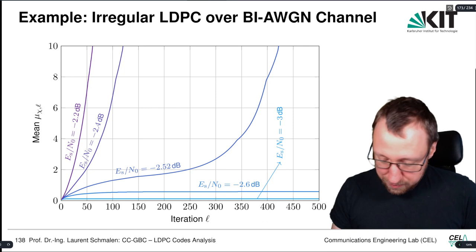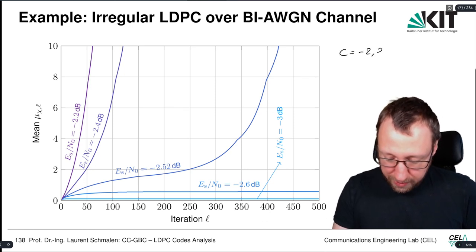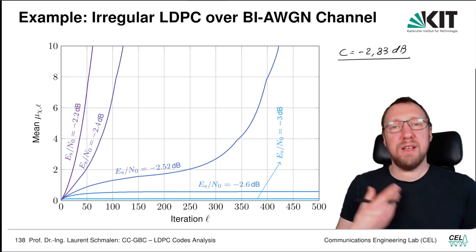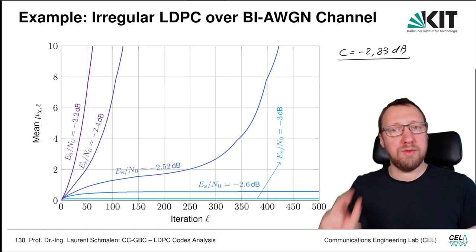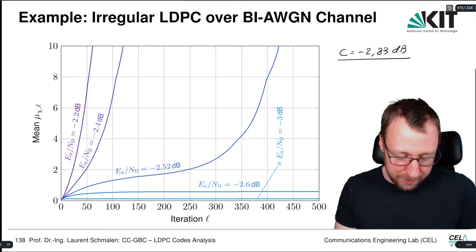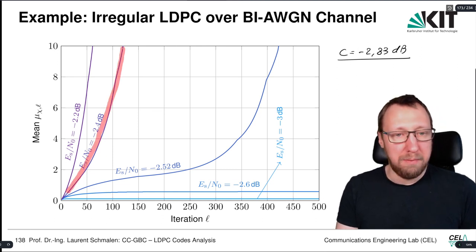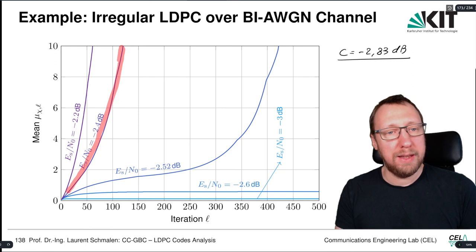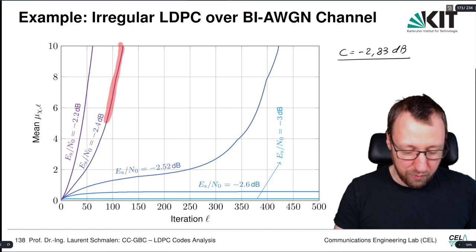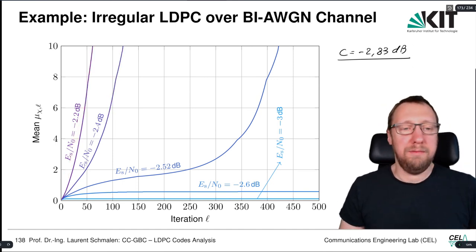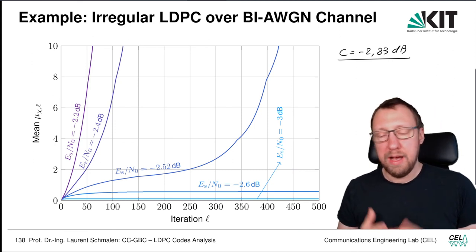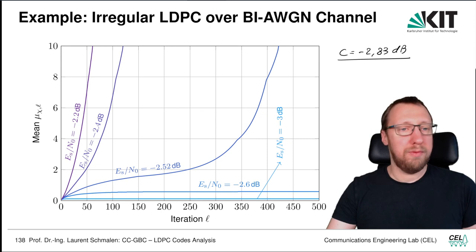The capacity, we call C, is minus 2.83 dB. And here we can decode at minus 2.52 dB, 0.3 dB away from capacity. And if we increase Es over N0 by 0.1 dB, already after 120 steps, we are going towards capacity. So we can decode even faster. So again, this is an extremely good code and has an extremely good performance.